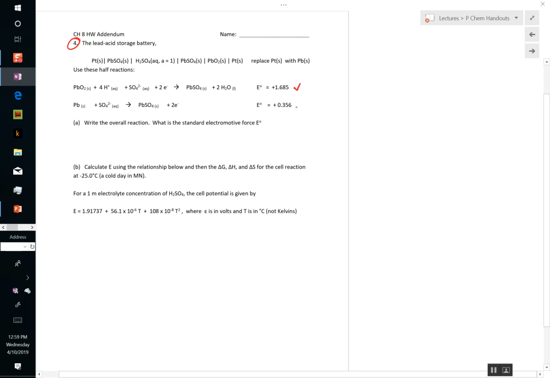Should we be writing out this problem? I think so. Yes. Do you want everything or just the equations? The answer. So here on A, then, I want you to write an overall reaction based on those 2 half reactions. And then the standard E, the E0 for that is going to be the sum of those E0. So it's pretty straightforward.